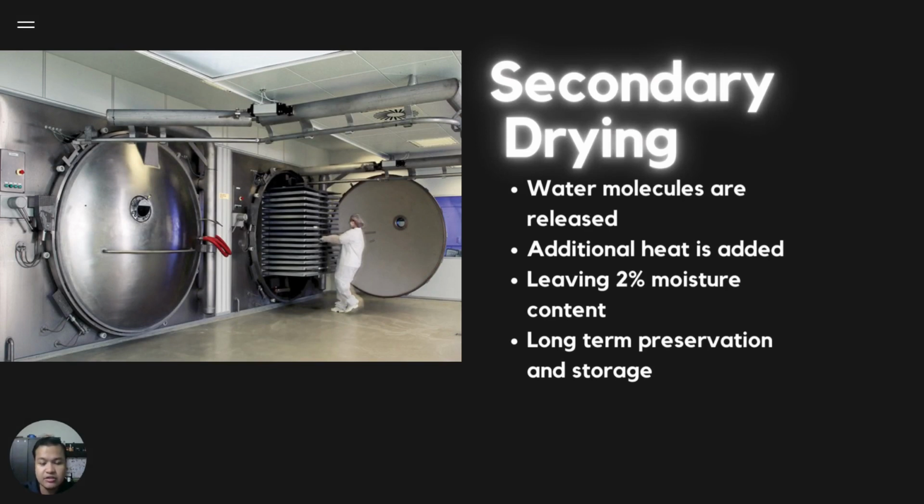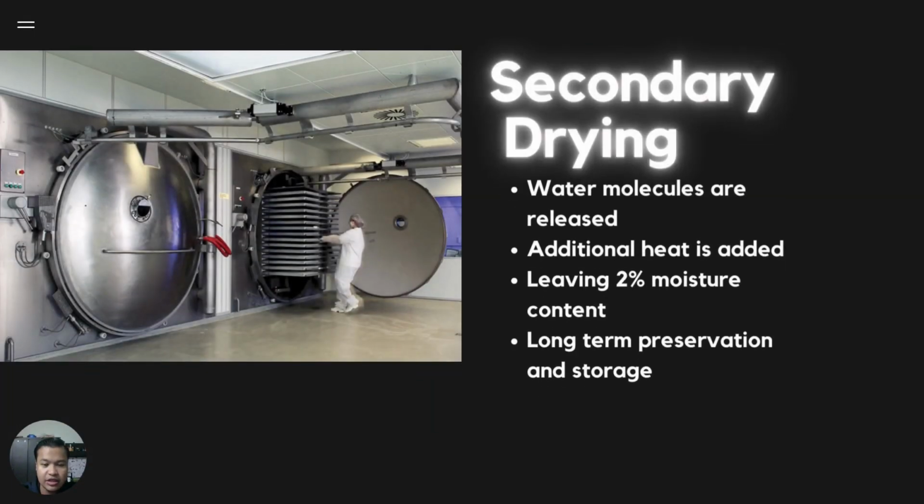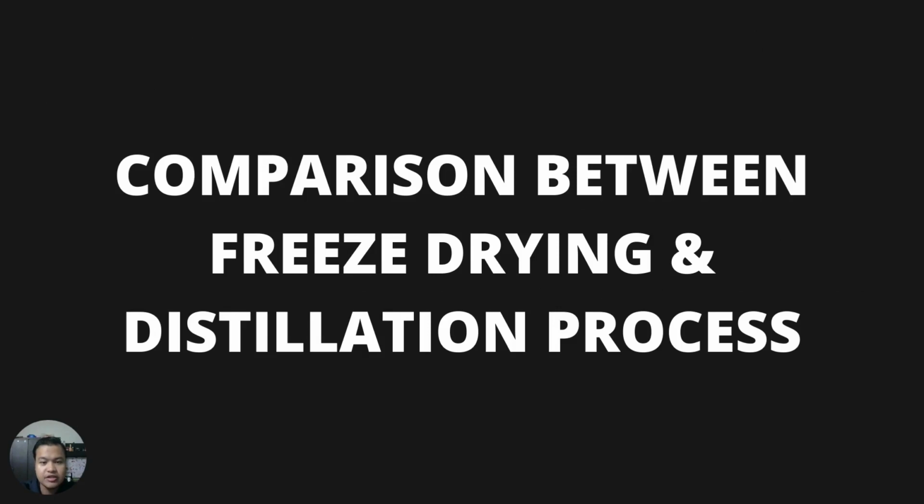The secondary drying is more suitable if we want long-term preservation and want to store the sample for a long time. We will repeat the previous step, but this time we will be adding more heat. More heat will be added, and more water molecules will be released until we leave only 2% moisture content. That's all for these three stages. I will pass the next part to the next presenter.